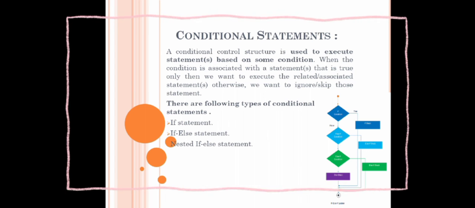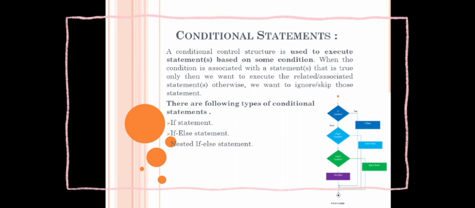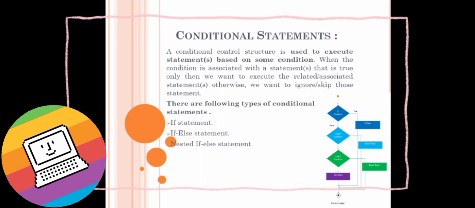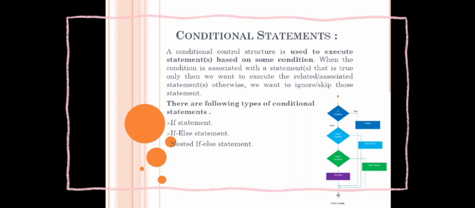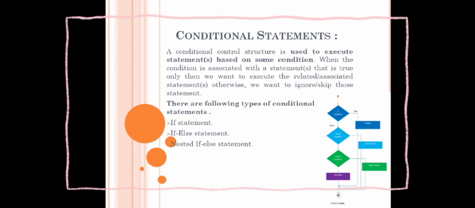Next is the conditional statement. What are conditional statements? A conditional control structure is used to execute statements based on some condition. For example, if it rains, I will wear a raincoat. It shows a situation and a condition. When the condition associated with the statement is true, then we want to execute the associated statement. Otherwise, we want to ignore or skip those statements.